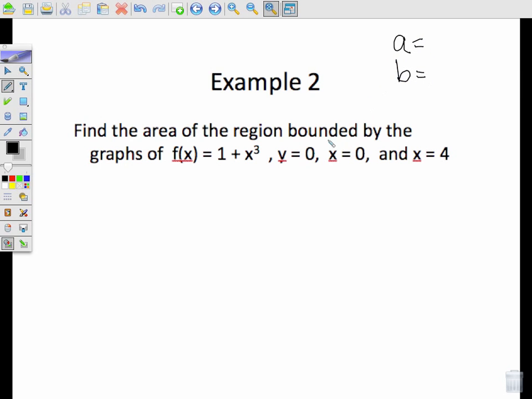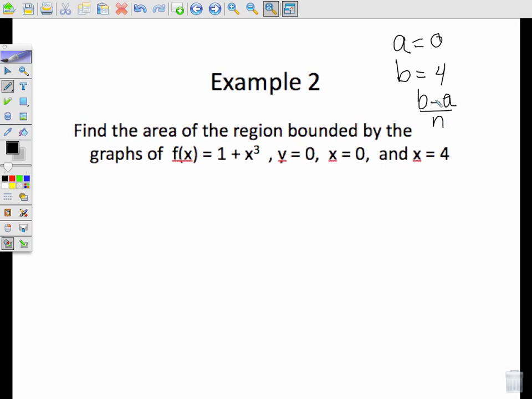All right, in this next problem, let's go ahead and set up what we know. So a is equal to, and then b is equal to, and then we'll do the interval. Find the area of the region bounded by the graph of f of x equals 1 plus x to the third between 0 and 4. So a is 0, my b is 4.